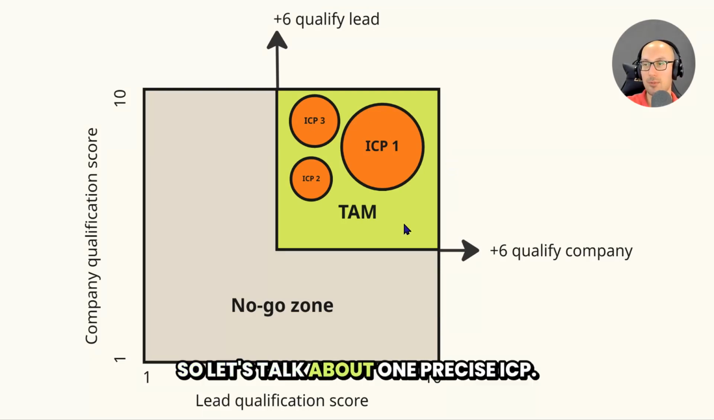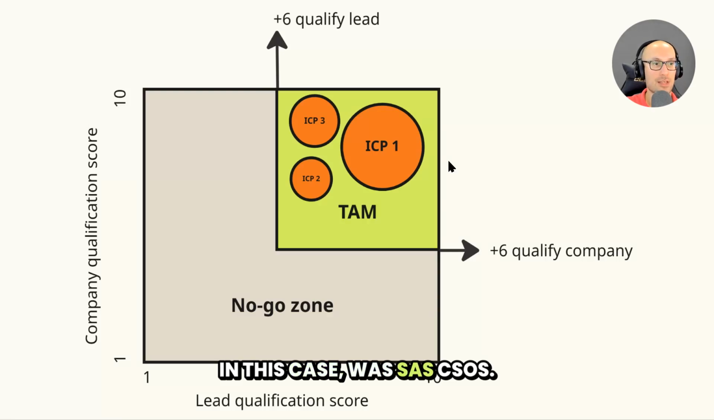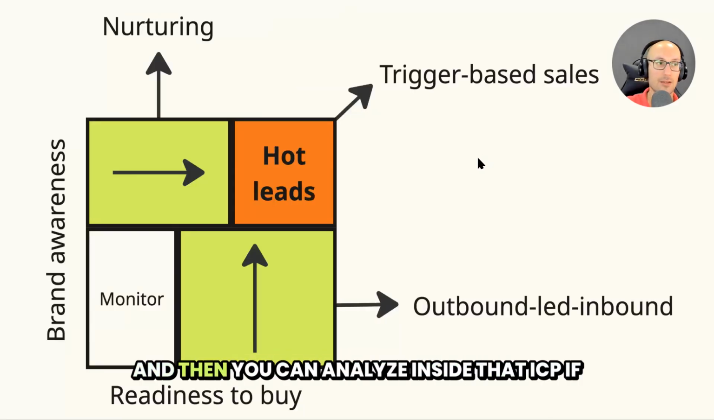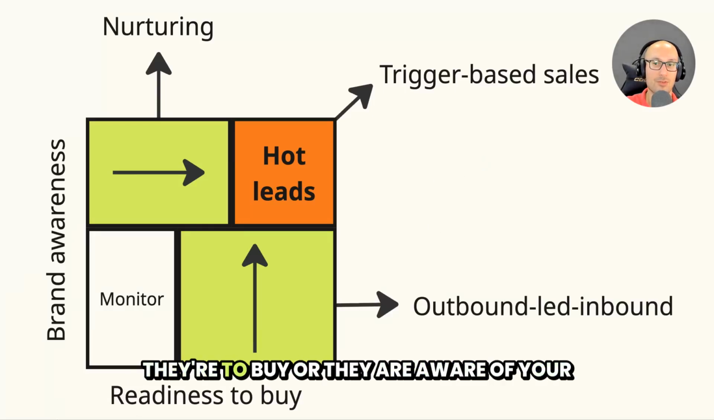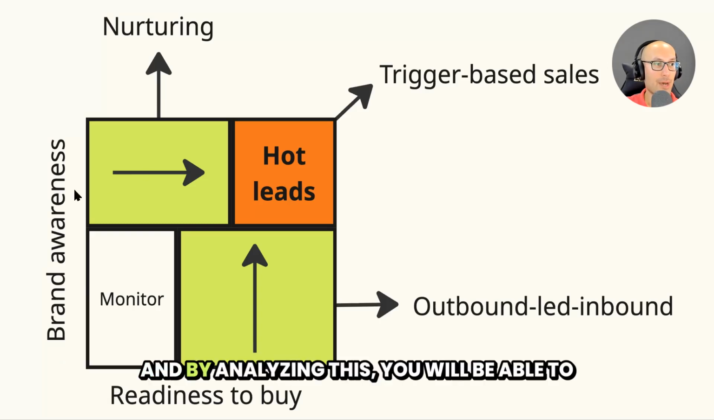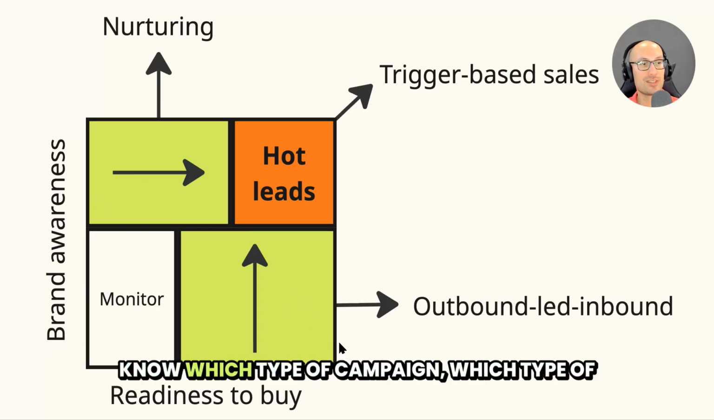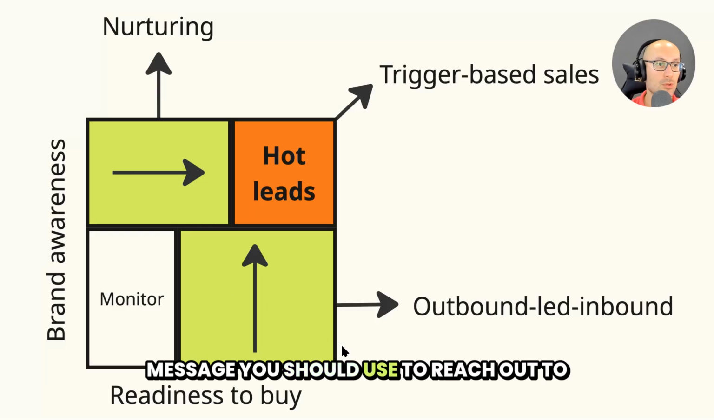So let's talk about one precise ICP. In this case, it was SaaS CISOs. So that might be one ICP. And then you can analyze inside that ICP if they're ready to buy or if they are aware of your brand. And by analyzing this, you will be able to know which type of campaign, which type of message you should use to reach out to them.